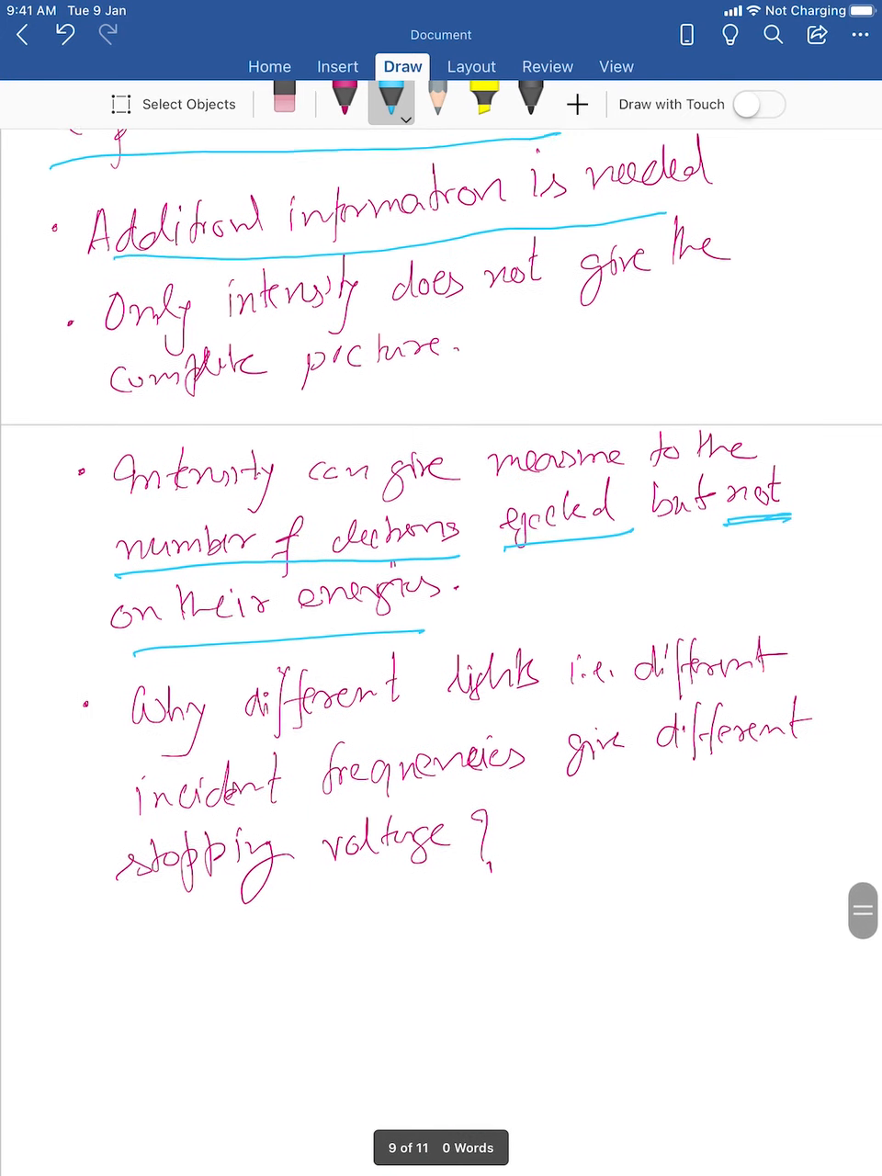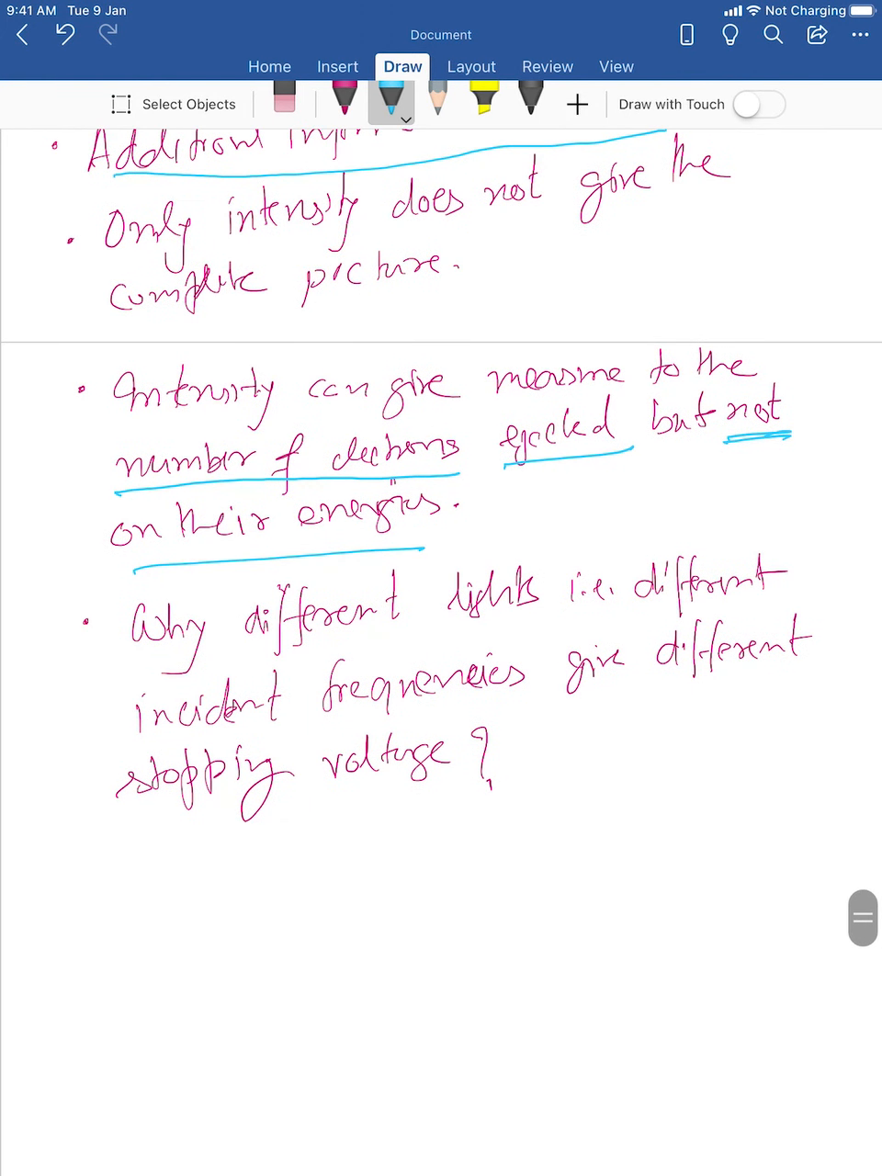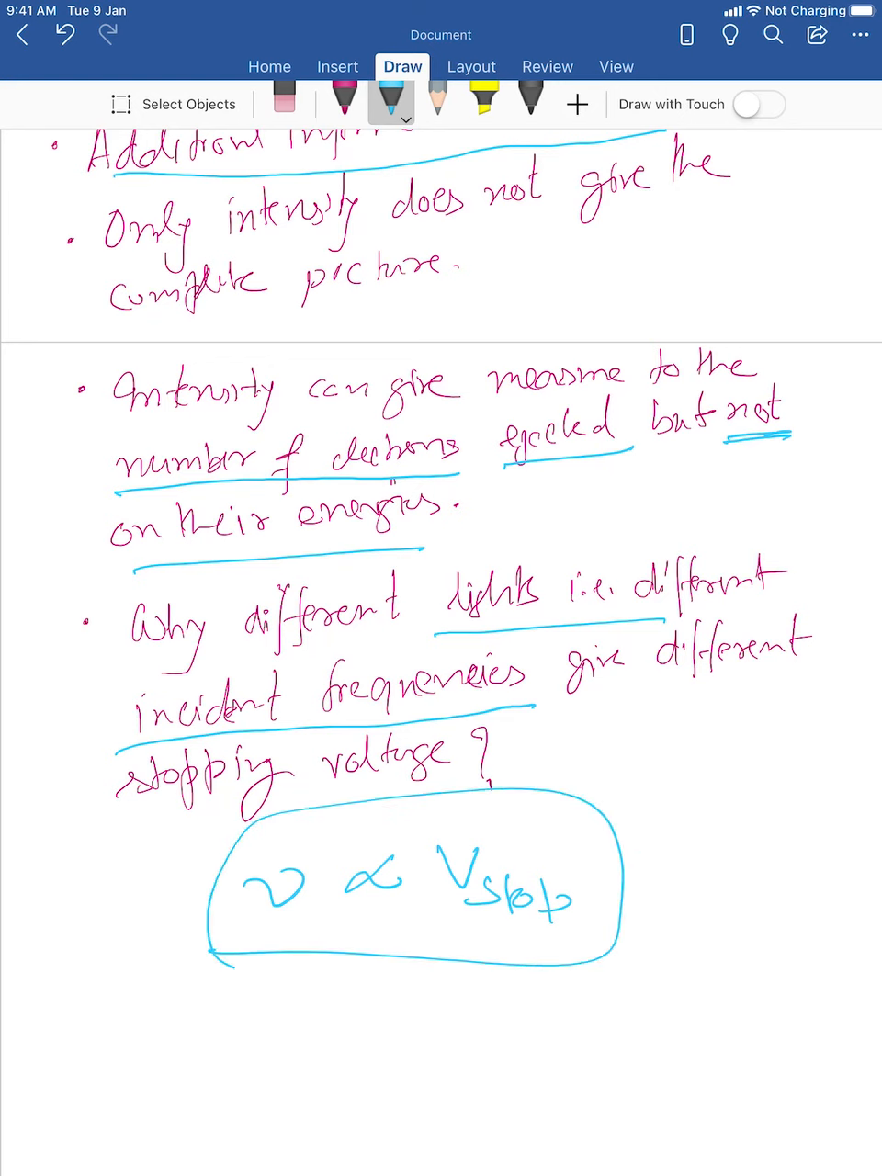So this picture tells you that the different lights, how do you differentiate the different lights? Different lights are basically lights with different frequencies. So the light frequency nu and the stopping voltage, let's call it V stop, are related. Even if you can stop only one electron, the last electron coming out, the stopping voltage can give a measure of the frequency of the incident light.